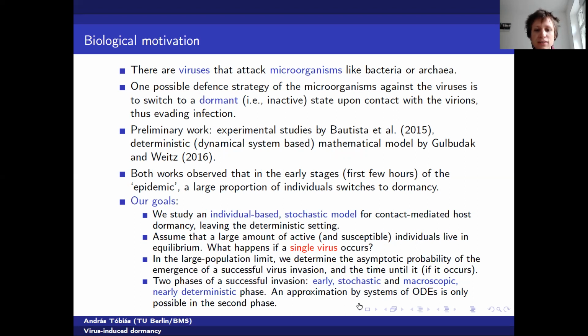And we will observe two phases of a successful invasion. There's an early stochastic phase. Here, randomness plays a prominent role, and here it is determined whether the invasion is actually successful. And then the second phase is macroscopic and nearly deterministic. And here, an approximation by systems of ODEs is possible, unlike in the first phase.